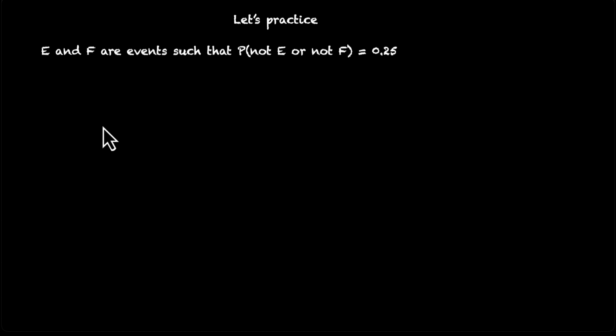Okay. Let's read this one. E and F are events such that probability of not E or not F is 0.25. We are asked, are E and F mutually exclusive? Again, pause the video, try this on your own.